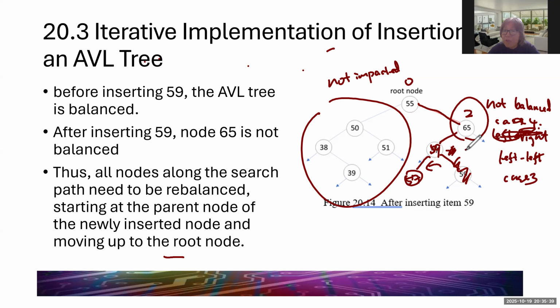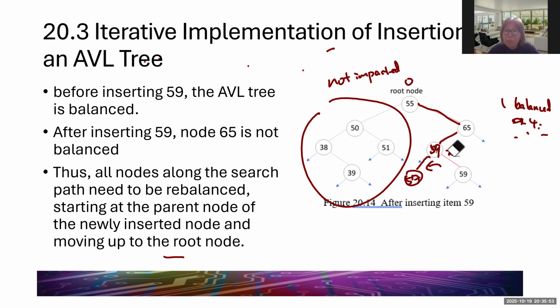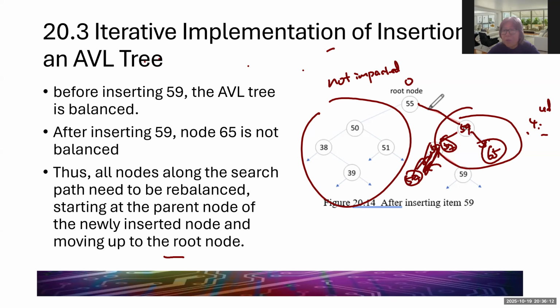With case 3, we need to do the right rotation on the node. So how do we do it? What we can do is bring 59 up, and then 65, and here is 57. So now this is balanced.